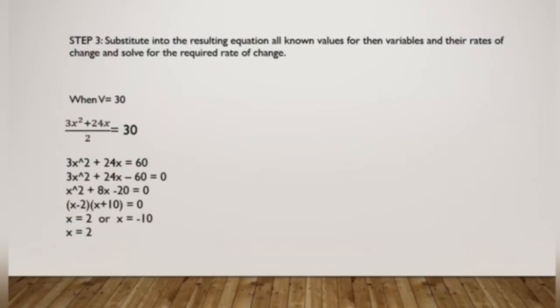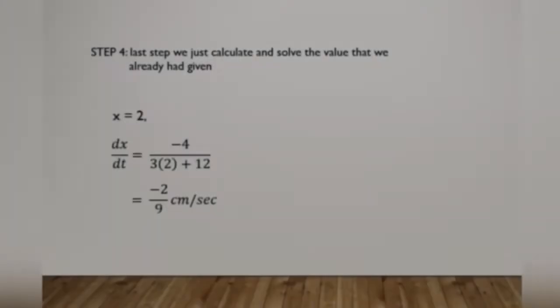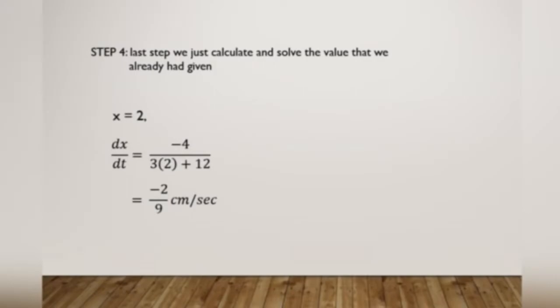Step 3. Substitute into the resulting equation all known values for the variables and their rates of change and solve for the required rate of change. Step 4. For the last step, we just calculate and solve using the values that we already have been given. That's all.